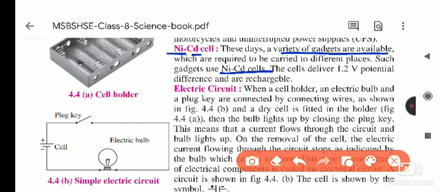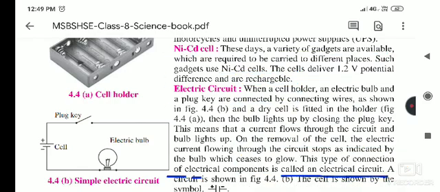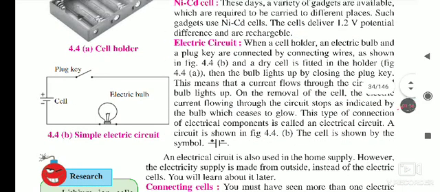The cell delivers how much potential difference? A 1.2 volt potential difference is present between the terminals, and the main thing is that these cells are rechargeable. Just as we charge our mobile, we can recharge these cells. Next part is the electric circuit.